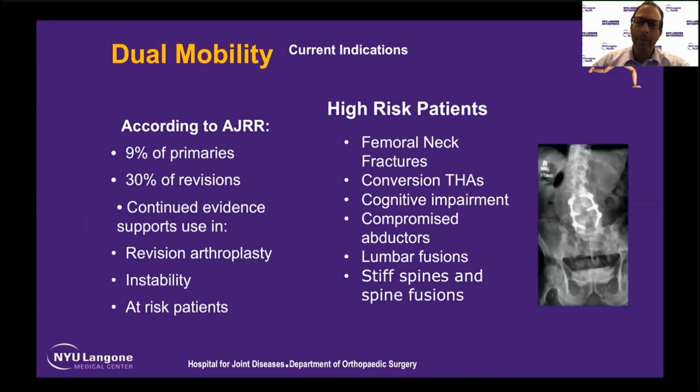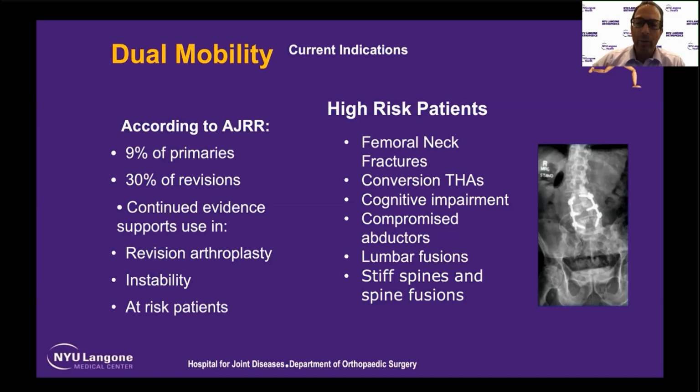So dual mobility. We all know the current indications for dual mobility. And if you look at the data that we have from the AJRR, you can see there's an increasing use in dual mobility, especially in revisions. It's becoming a dominant player in revision cases, as well as in instability and complex cases.